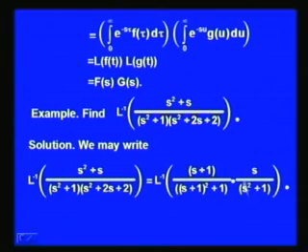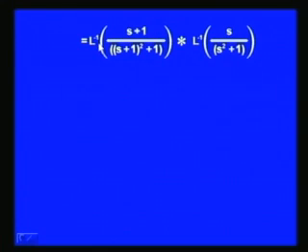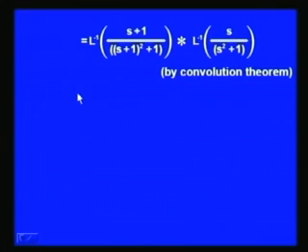So, one we will take as F(s), another function of s we will take as G(s), and then we will be writing L inverse of F(s) into G(s) equal to convolution of f and g by the convolution theorem. This is L inverse of (s plus 1) over ((s plus 1) whole square plus 1) star L inverse of s over (s square plus 1). This star denotes the convolution. So, this is f(t) and this is g(t) by the convolution theorem.